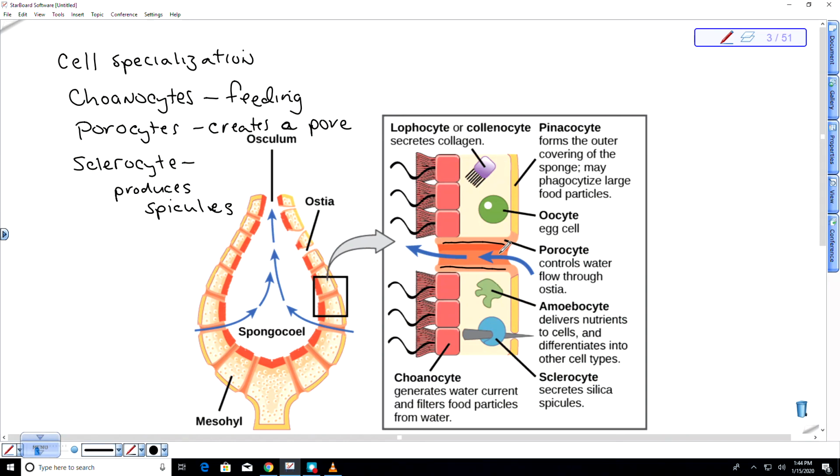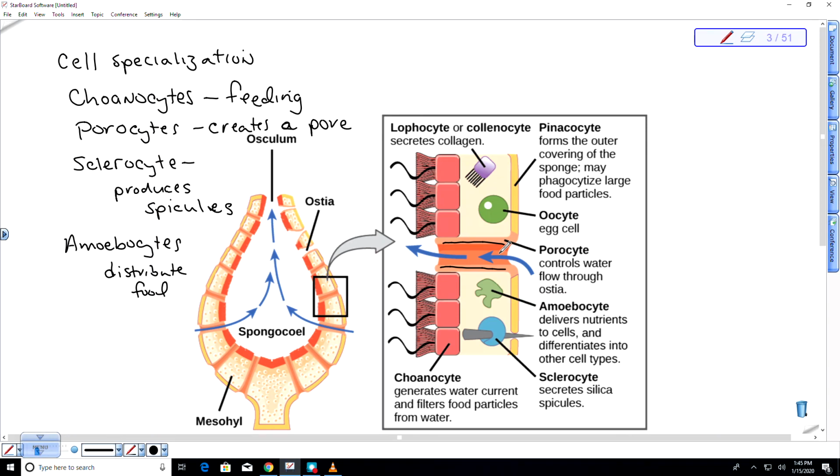The spicules can be composed of different things. They can be composed of protein, and that makes the sponges soft. They can also be composed of silica, and that makes the sponges rigid, like glass sponges. So there are different types of spicules and sclerocytes. We also have amoebocytes. They're called amoebocytes because of the way that they move, but they distribute food. They would function like the circulatory system in delivering nutrients to other cells.